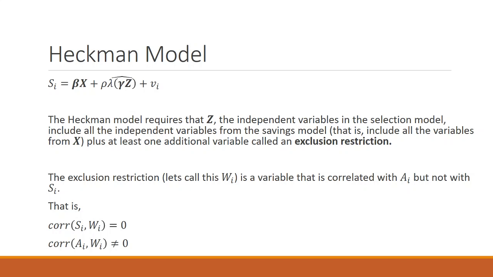Okay, so just to make that clear, W should not be correlated with S. That means the correlation between them should be 0, statistically 0. And the correlation between A and W should not equal 0. So that means there should be a correlation between the exclusion restriction and the selection variable.